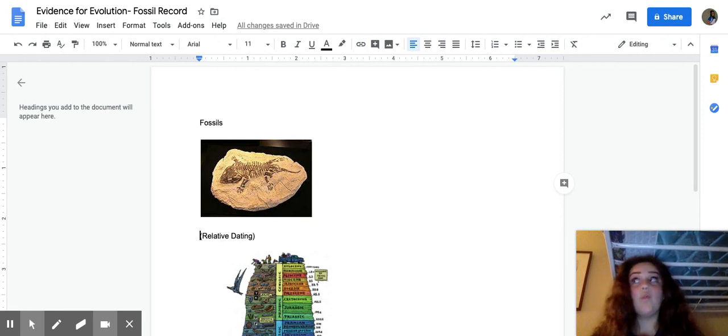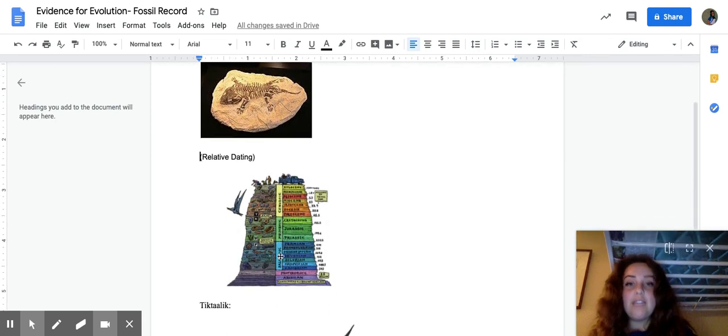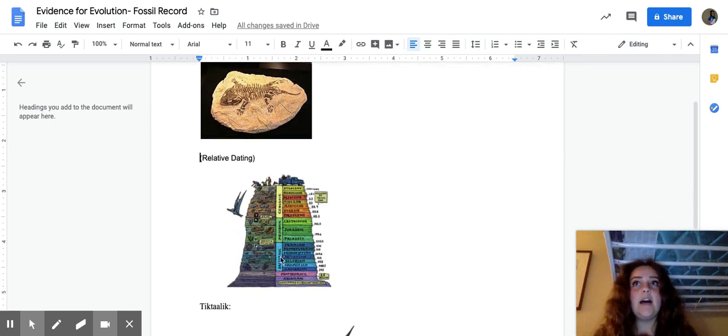So to begin with, what are fossils? Well, fossils are preserved remains or impressions of once living organisms. Now, scientists can use relative dating to figure out when these organisms were discovered in evolution. Specifically, relative dating uses the layers in the rock, specifically the layers in which the fossils were found.